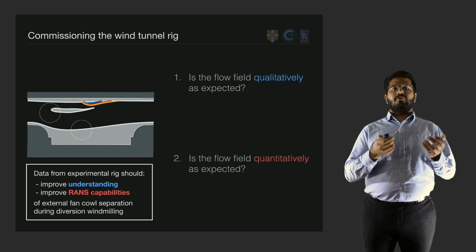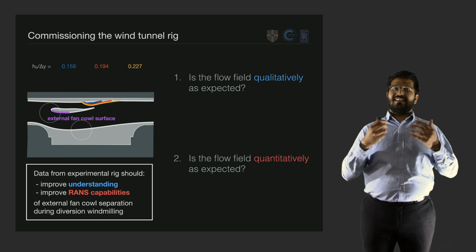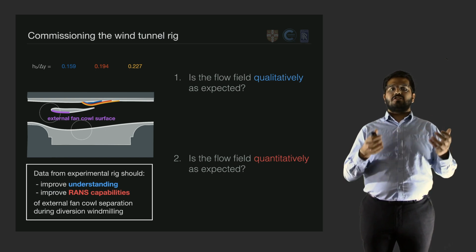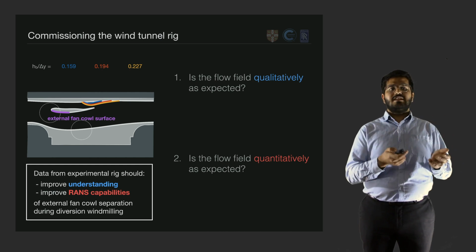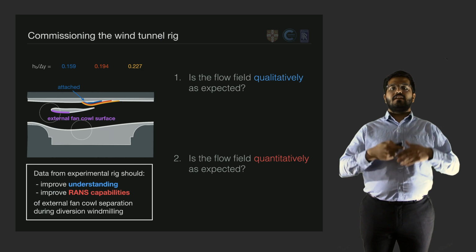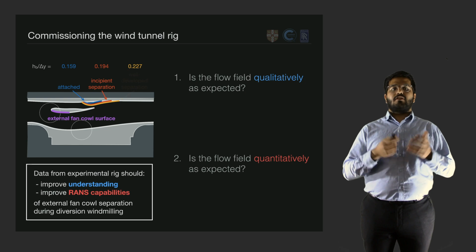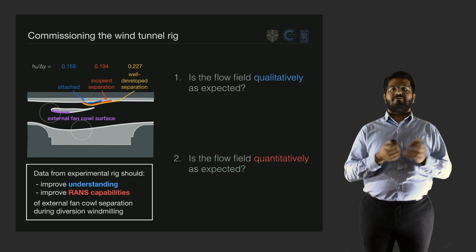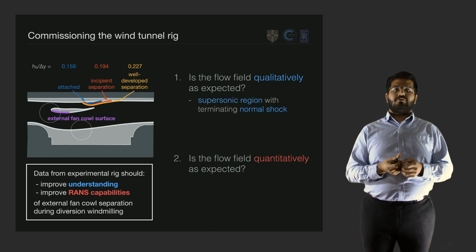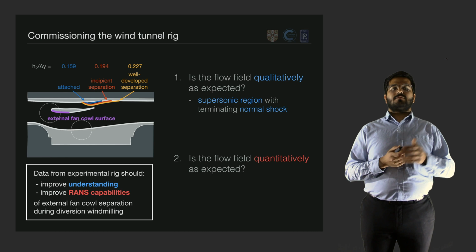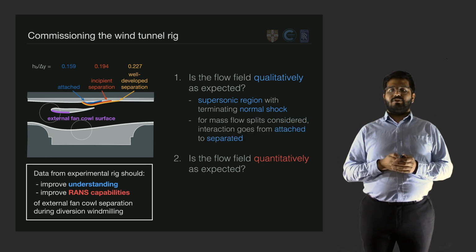To do so, we perform tests with 3 different bump heights, and these, according to RANS computations using existing methods of the wind tunnel flow path, should correspond to different flow behaviour on the purple external fan cowl surface. The smallest bump in blue corresponds to an attached flow, whereas the intermediate case corresponds to incipient separation, and the largest yellow bump corresponds to well-developed separation on the external fan cowl surface. So qualitatively, we'd expect the flow field to contain a supersonic region with a terminating normal shock, and to progress from an attached flow field to a fully separated flow field between the 3 bumps that we test.